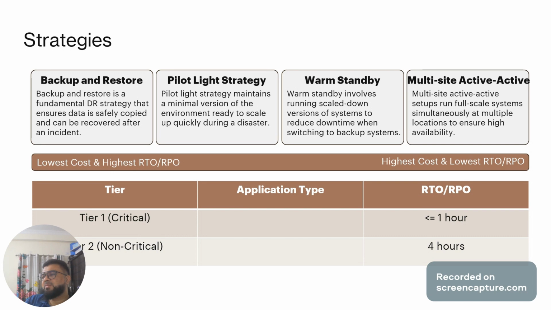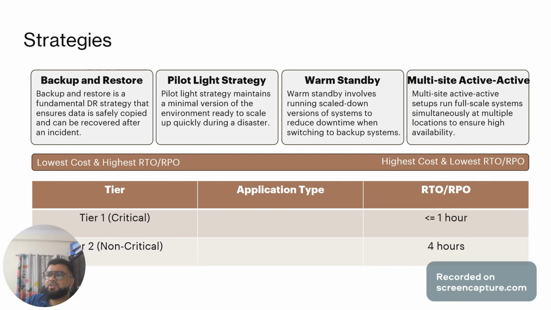This means we maintain a minimal version of the environment in AWS, just the core services, ready to scale up quickly during a disaster. Next is warm standby. This involves running scaled down versions of our system simultaneously. This significantly reduces downtime when we switch over to the backup systems. Finally, for the lowest RTO and RPO and the highest cost is the multi-site active-active setup. This runs full-scale active systems simultaneously at multiple locations to ensure maximum high availability.